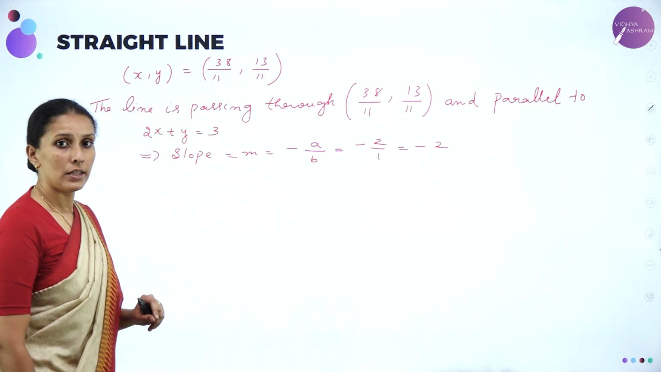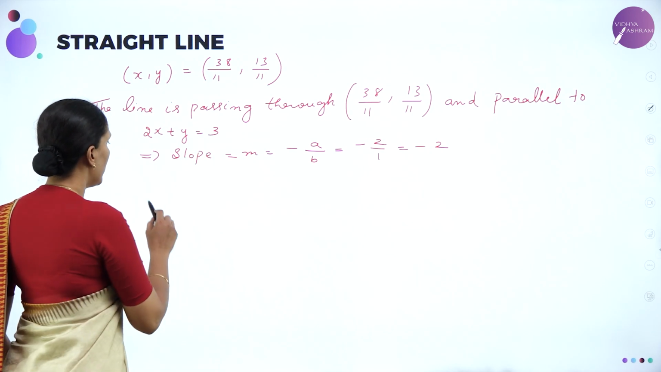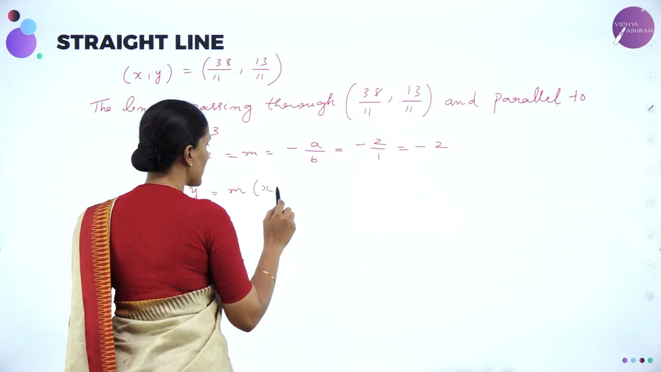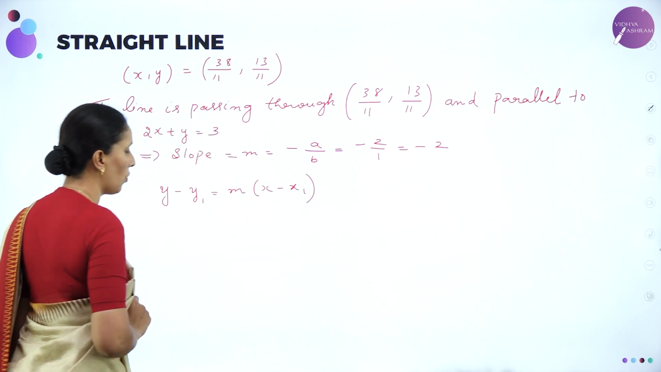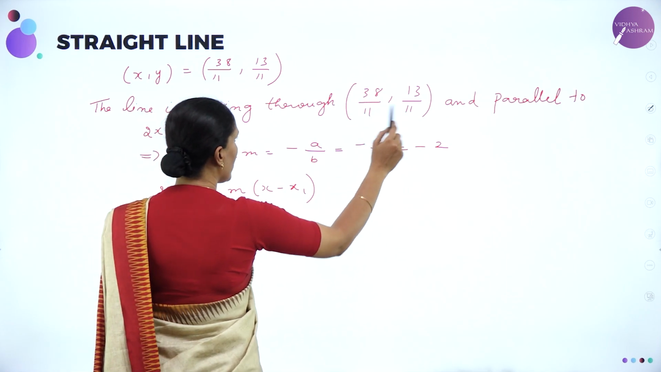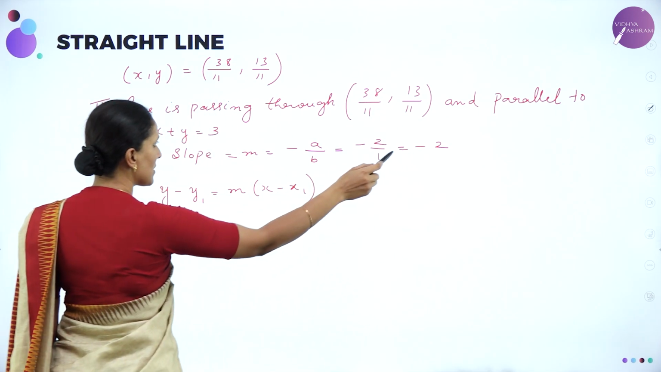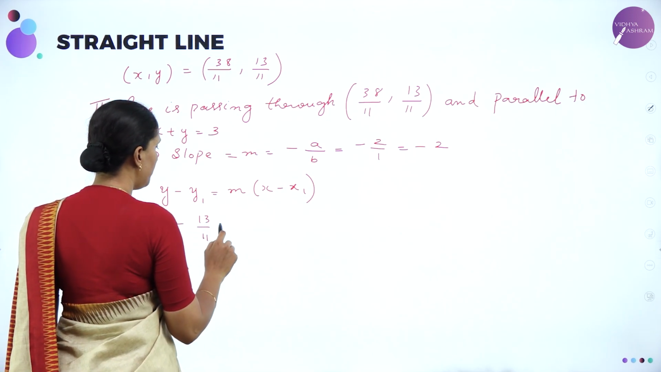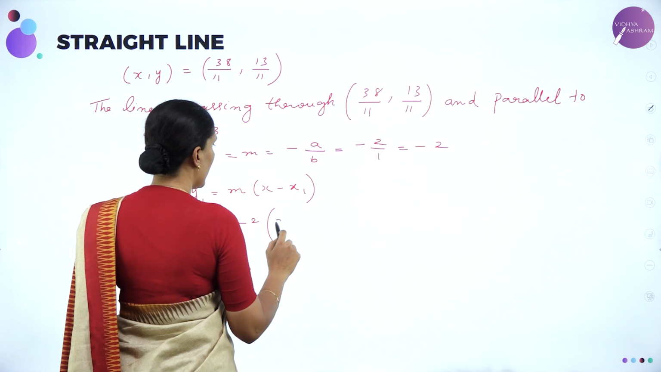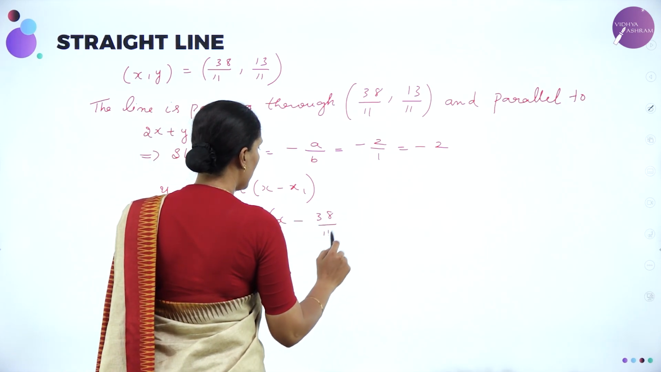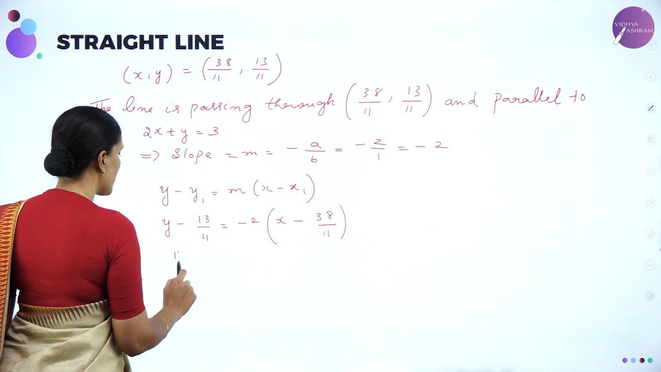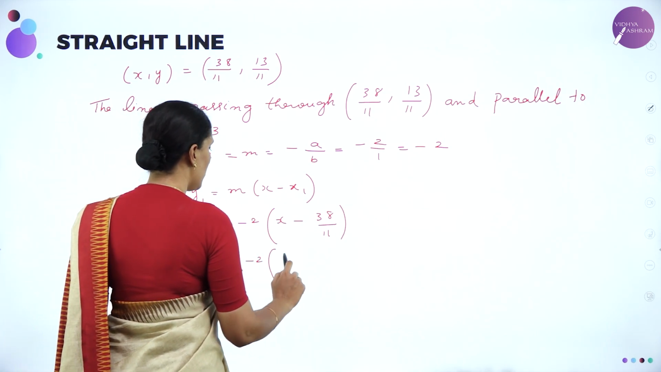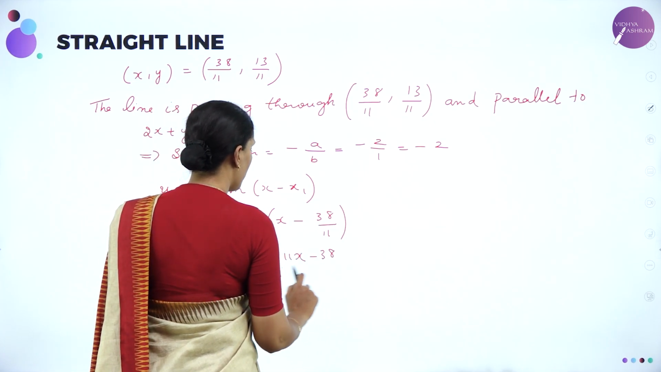Now using the point slope form, the required equation can be written as y minus y1 is equal to m into x minus x1. So this is the point slope form. Here x1, y1 is the point of intersection and slope is minus 2. So y minus 13 by 11 is equal to minus 2 into x minus 38 by 11.